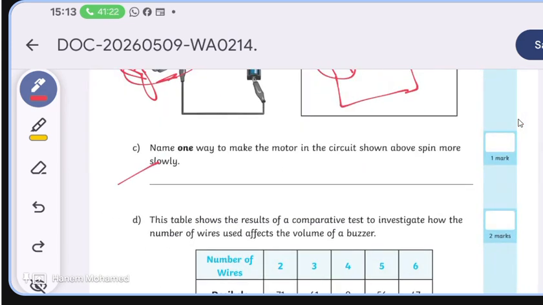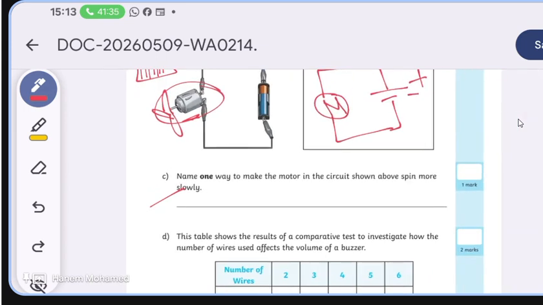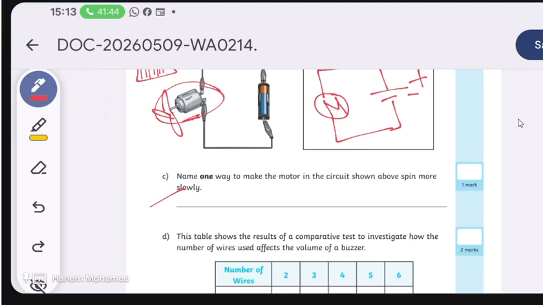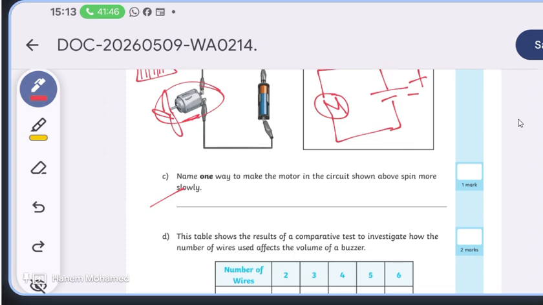So Jaida, name one way to make the motor in the circuit shown above spin more slowly. If you want the motor to spin very slowly, what can you do? You don't have to change the battery. But for the wire, do you think we will make the wire longer or shorter? Longer. You can make the wire longer, so the electricity has to move through all the wire, so it will move slowly, right? Okay. Also, you can add another lamp. The lamp will take some of the electricity, so the motor will move slower.